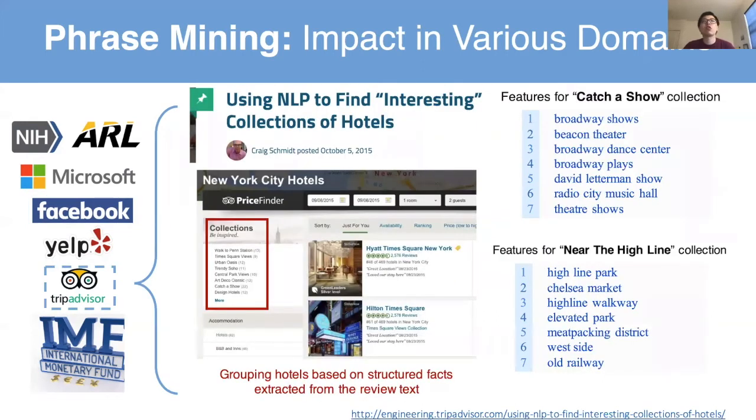Yelp and TripAdvisor are using our AutoPhrase to analyze their review corpus and try to derive more interesting clusters like this. If you group these hotels in this way, we can form a catcher show collection and a near the High Line collection. So it will be more interesting for users to explore the neighborhood.